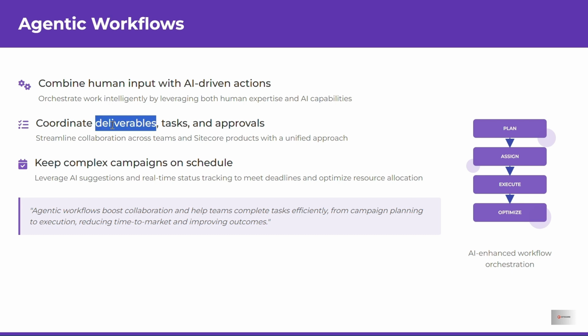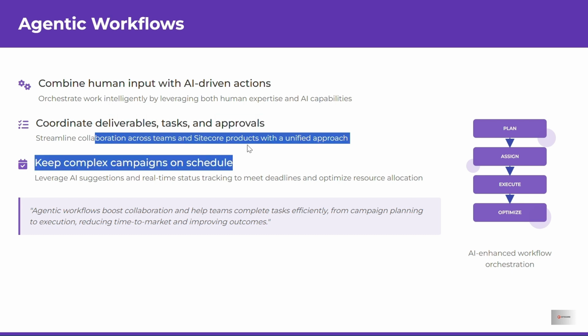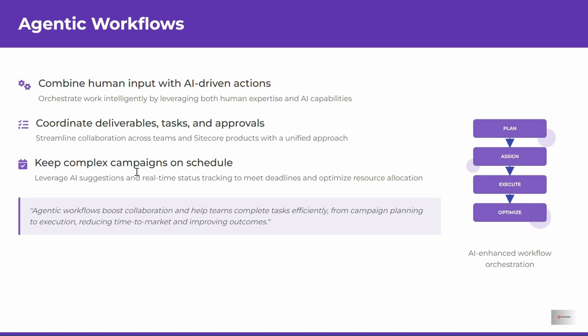So it coordinates deliverables, tasks, and approvals, and streamlines the collaboration across teams and Sitecore products. So it keeps complex campaigns on schedule. As it says, it leverages AI suggestions and real-time status tracking to meet deadlines. Agentic workflows boost collaboration and help teams complete tasks effectively, from campaign planning to execution, reducing time to market.